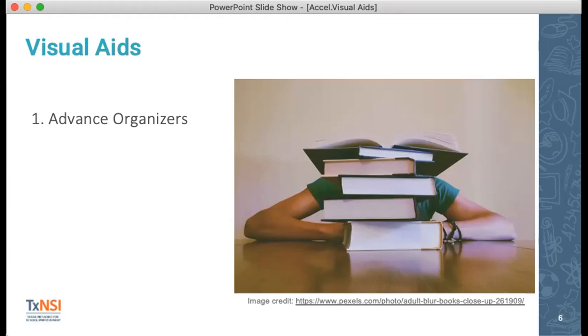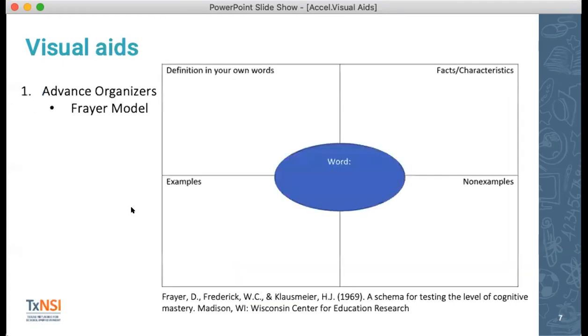Remember that acceleration is all about identifying where students are at with their understanding and building off of that knowledge. A lot of times visual aids can help with that. So here we go. The first advanced organizer we have is a Frayer model.